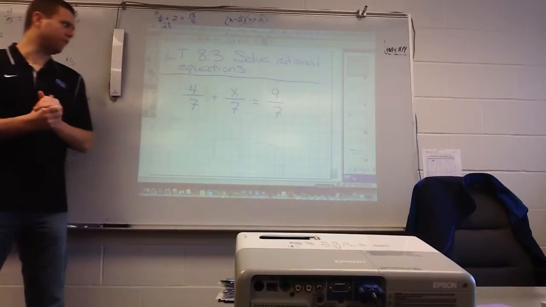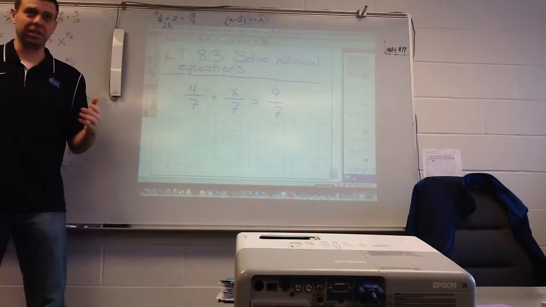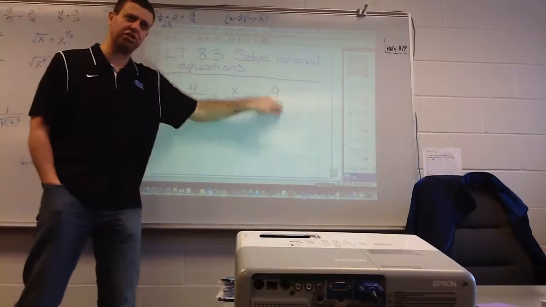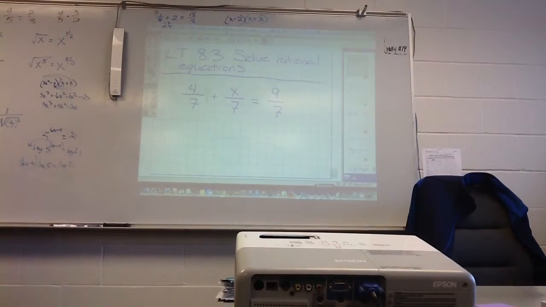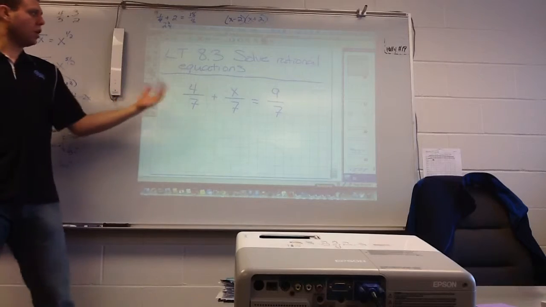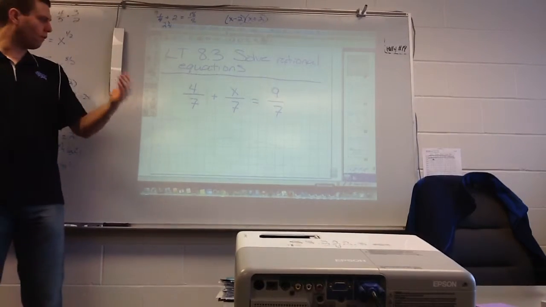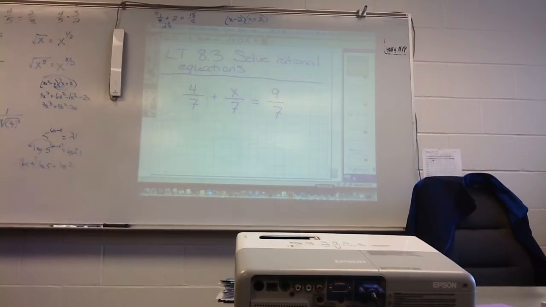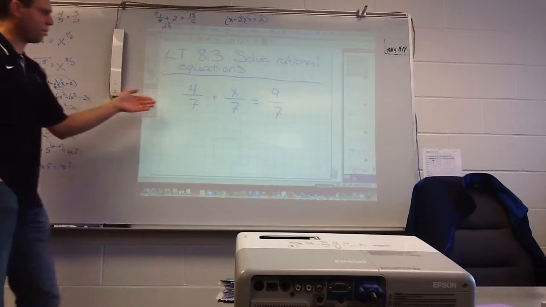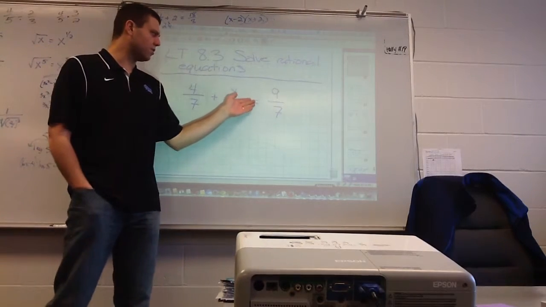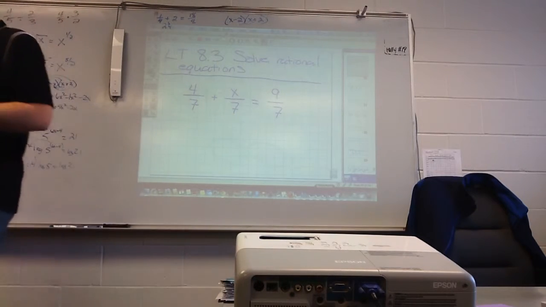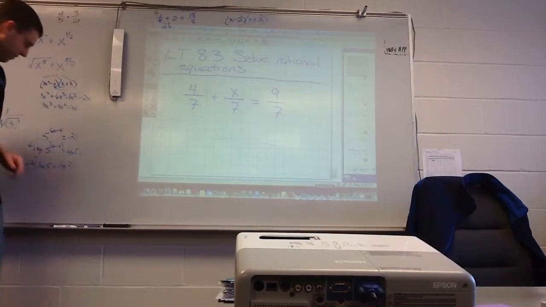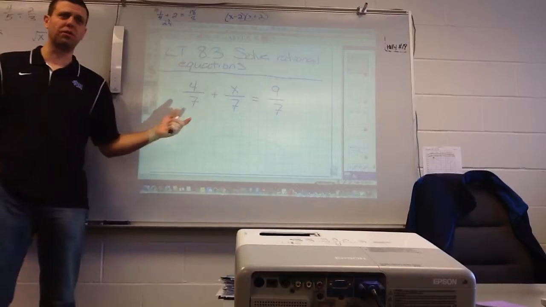All right, so I'm going to start off very, very basic here to give you a general idea. This is a rational equation because you have ratios in your equation, you have fractions in your equation. This is a very simple one. This would be an equation that I would ask you to be able to solve for x. 4 over 7 plus x over 7 equals 9 over 7. What is my answer for x going to be? 5. Most of you realized that either because 4 sevenths plus 5 sevenths equals 9 sevenths, or did any of you just think 4 plus 5 equals 9? And that's good, because that's actually where I'm going with this.